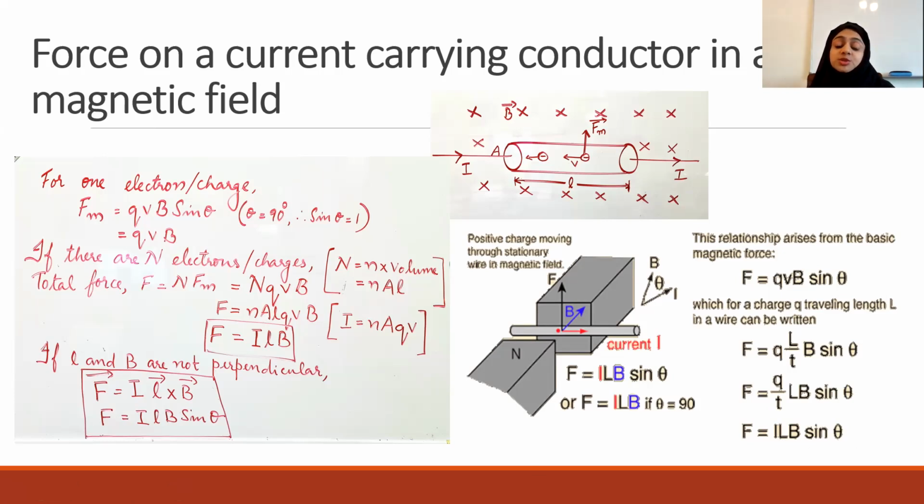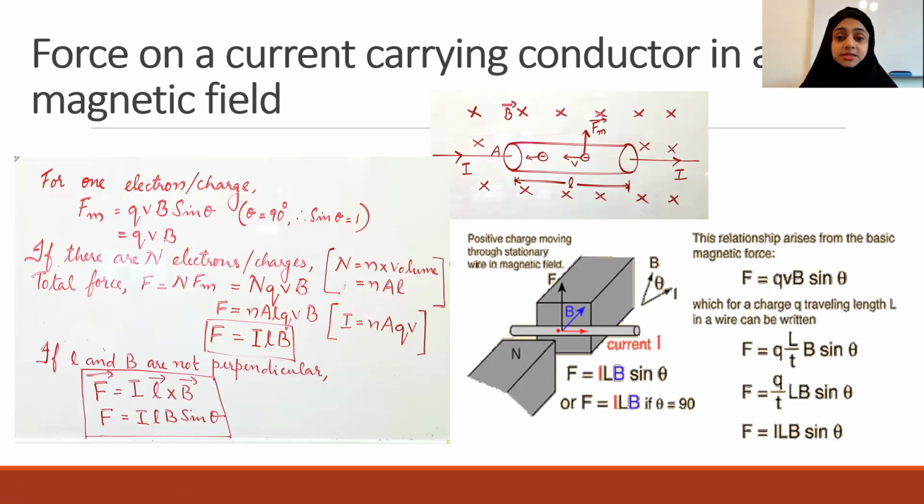So whether the charged particle is an electron or any positive charge carrier, the force experienced by the current carrying conductor is the same. F is equal to ILB sine theta. So memorize this equation and we will be using that later. I hope this is clear to you.